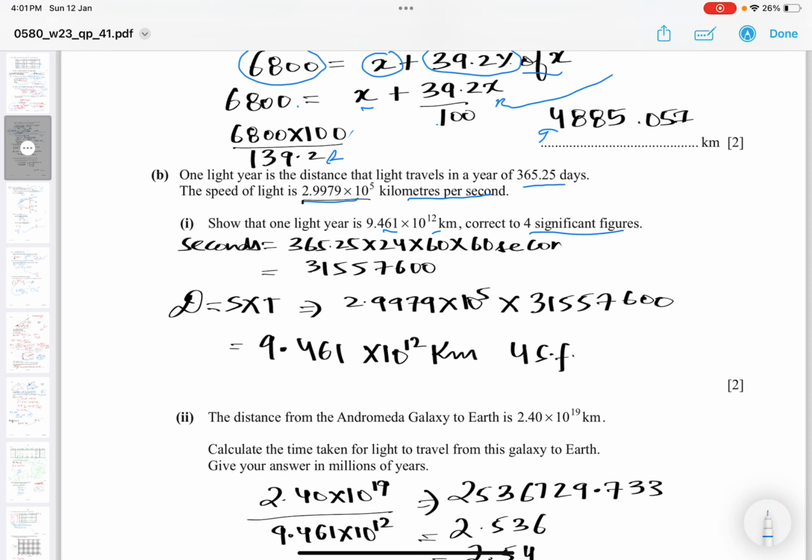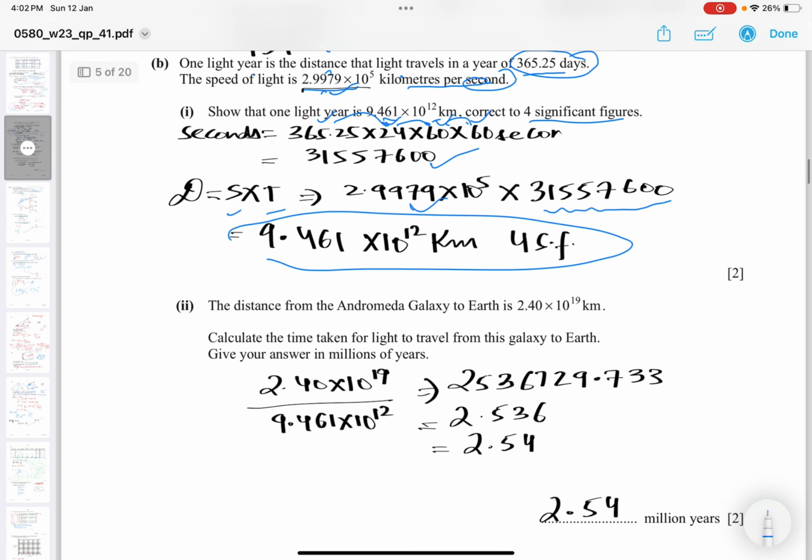Now see, we know that 1 light year is the distance light travels in a year of this many days. But we need the speed of light in kilometers per second. So let us find how many seconds there are in a year. So it would be this multiplied by 24 into 60 into 60 seconds, for we have changed days into hours, into minutes, into seconds. That results in this one. Now distance equals speed into time. All right. So we know the speed of light is this, and the distance would be equal to speed times seconds, how much time it took, and that will result in this one, correct to 4 significant figures.